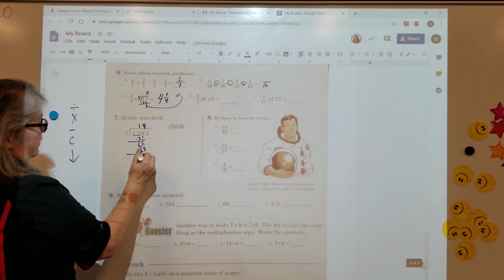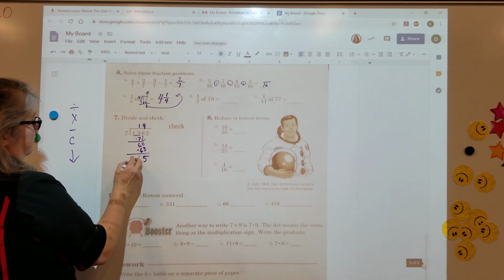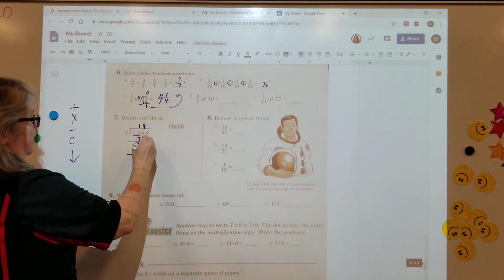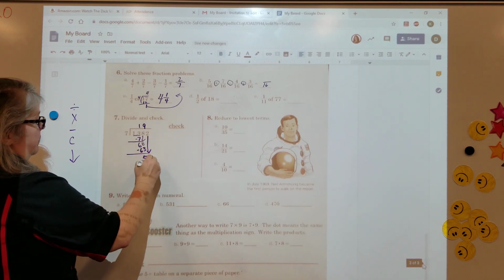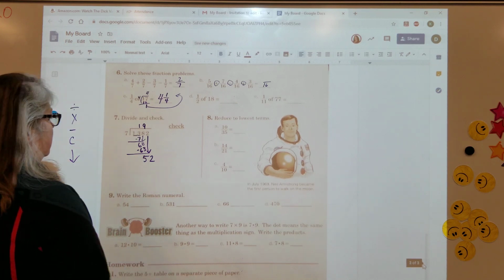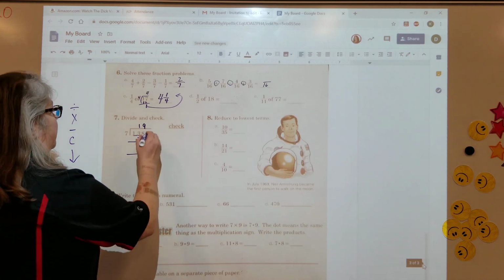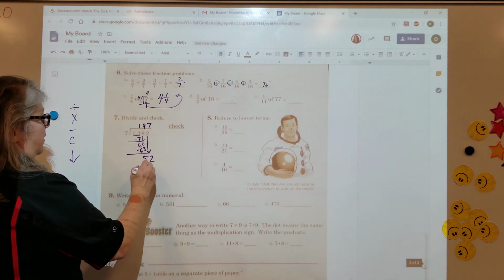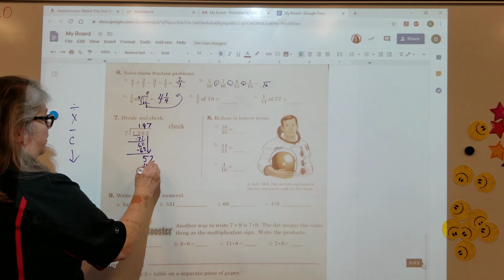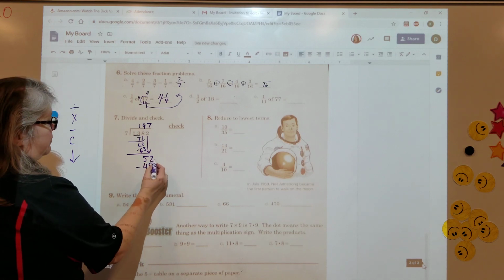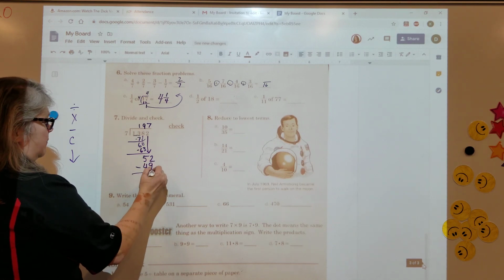So 8 minus 3 is 5. Compare, is 5 less than 7? Yes. Bring down the 2. And how many times will 7 go into 52? If you said 7, you're right, because 7 times 7 is 49. Subtract here. Don't just say 7, because that's not right.